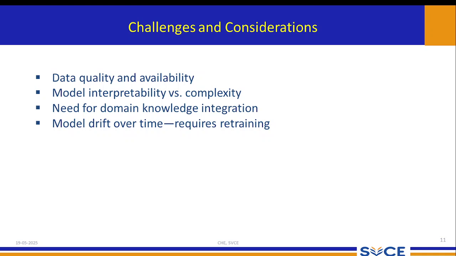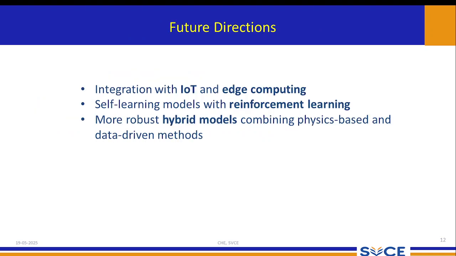Challenges and considerations: data quality and availability, model interpretability versus complexity, and the need for domain knowledge integration. Model drift over time requires retraining. Without domain knowledge it is very difficult to analyze the data, so domain knowledge is very important in the integration part. Further future directions: integration with IoT, the industrial Internet of Things, and edge computing. Self-learning models with reinforcement learning.